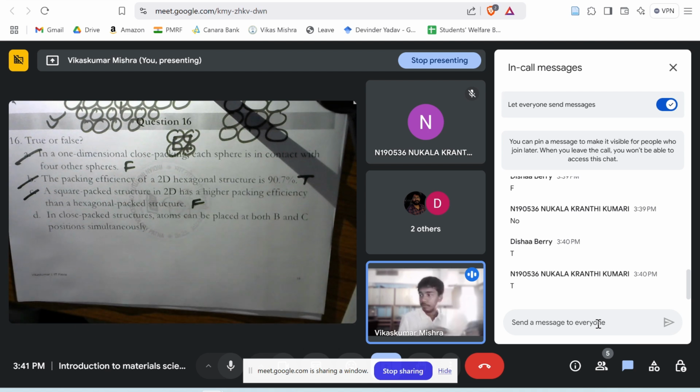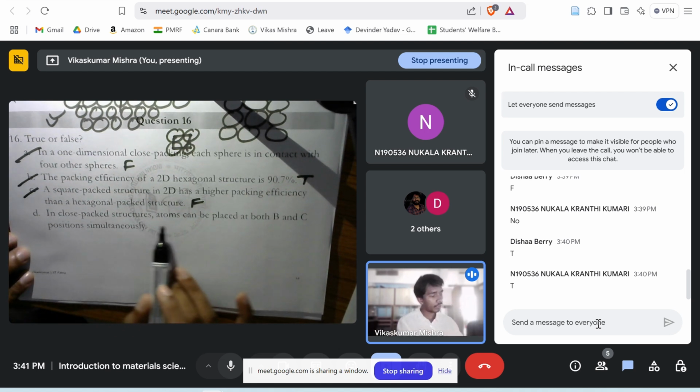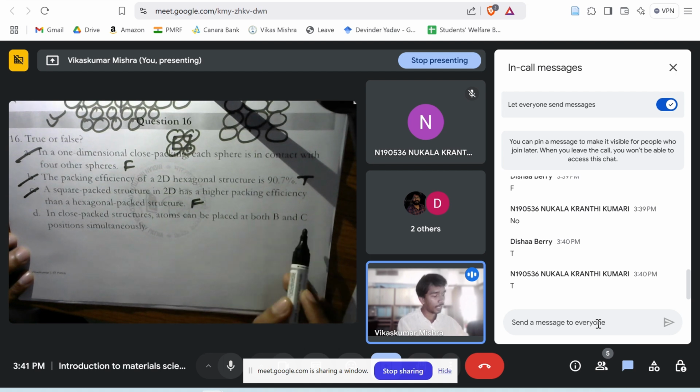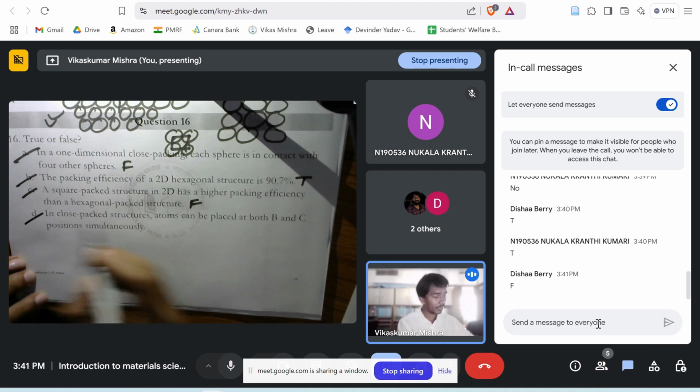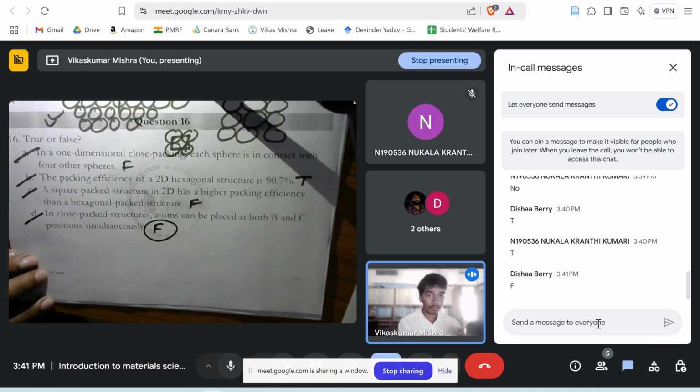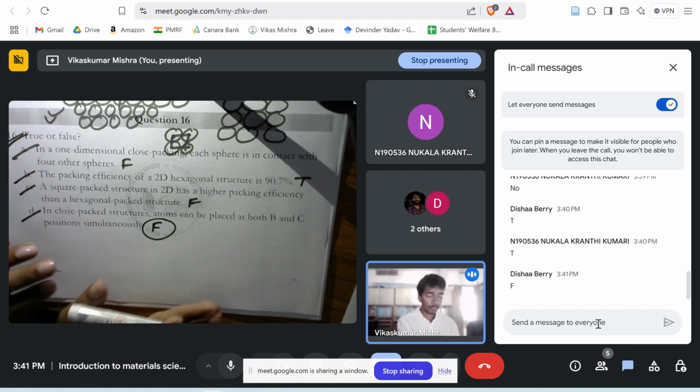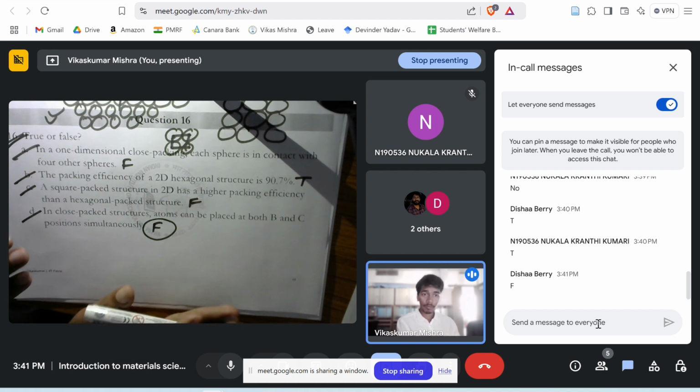Now the last one. In a close pack structure, atoms can be placed at both B and C positions simultaneously. False. That's right. Perfect. So here it's incorrect. False. So we can only place either B, or we can only place C.